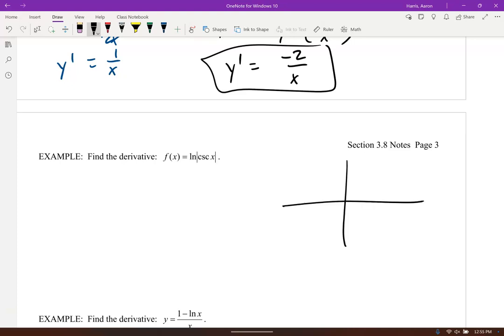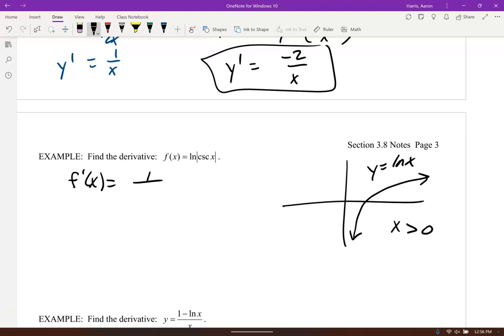Well, if you remember, the natural log of x looks like this, right? Here's the natural log of x. So its domain is positive. That's why that absolute value is on that cosecant. It's saying cosecant's got to be positive because cosecant does have some negative values, right? So they're saying, hey, let's make it work for the natural log here and make it positive. But let's go ahead and take the derivative.